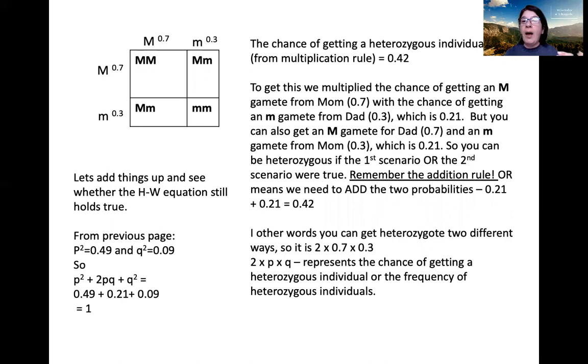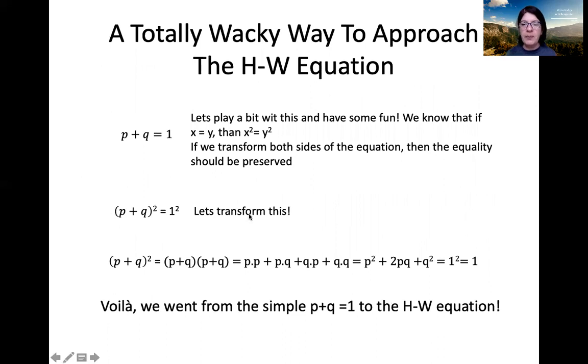Okay, now you can also be heterozygous if dad gives you the dominant allele and mom gives you the recessive, which again gives you 0.7 times 0.3. And that also gives you 0.21. Since you can get it either this way or that way, since we have an or, now we add. That's the addition rule, okay? So we have to add 0.21 to 0.21, and it comes out to 0.42. Or you could just write it as 2 times 0.7 times 0.3, or 2PQ, okay? That is the frequency of the heterozygous individuals.